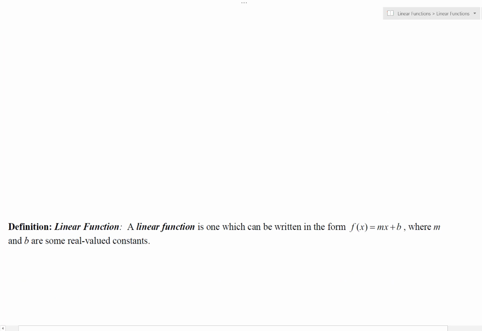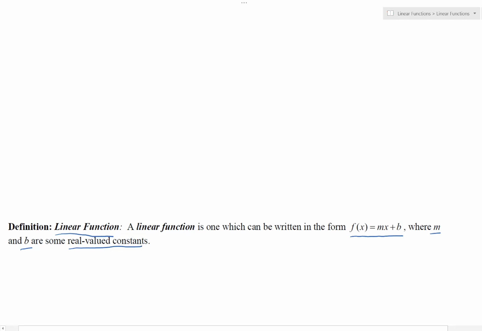Well, here's the definition. Definition of a linear function. A linear function is one that can be written in the form f of x equals m times x plus b, where m and b are some real-valued constants. So obviously the x is the input here, some number m times the input x plus some other constant b. Any function which has this form is considered to be a linear function.